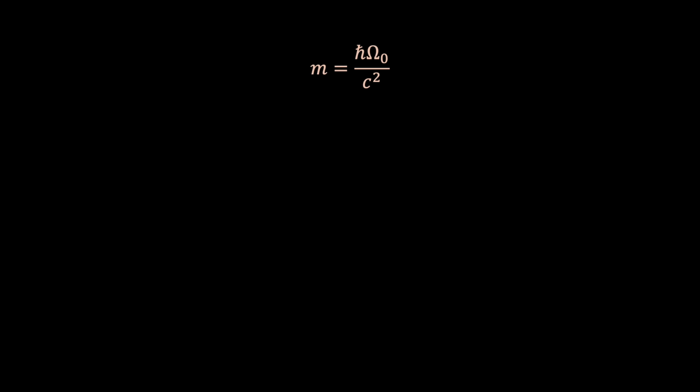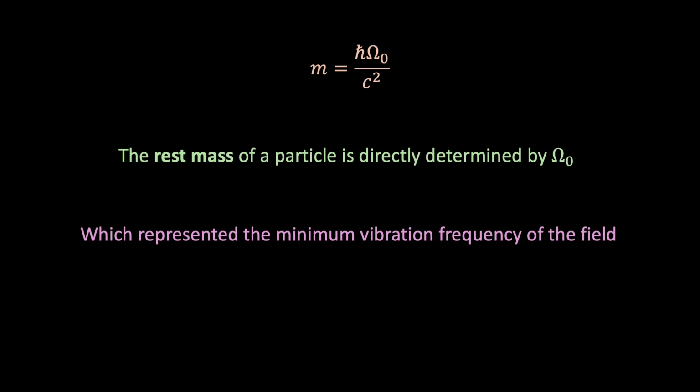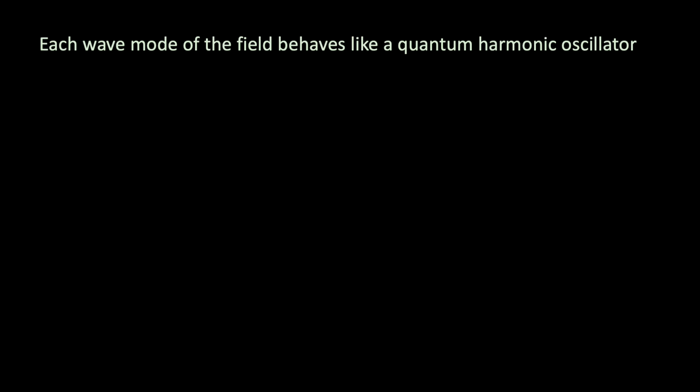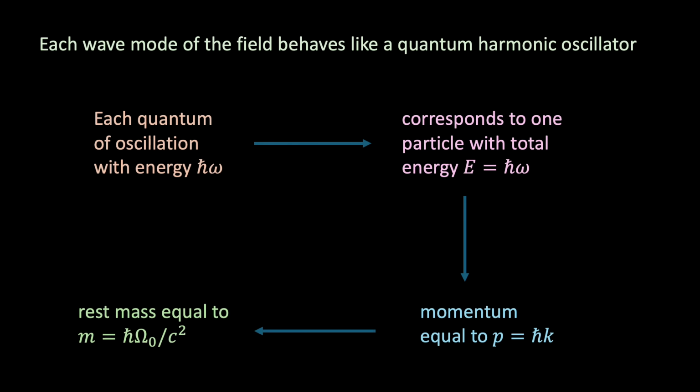This equation is telling us that within a quantum field theory context, the rest mass of a particle is directly determined by omega naught, which, if you recall, represents the minimum frequency of oscillation of the corresponding field. This is telling us that each wave mode of the field behaves like a quantum harmonic oscillator, and each quantum of oscillation, each chunk of energy h bar omega, corresponds to one particle with total energy equal to h bar omega and momentum equal to h bar k, with rest mass energy equal to h bar omega naught divided by c squared.